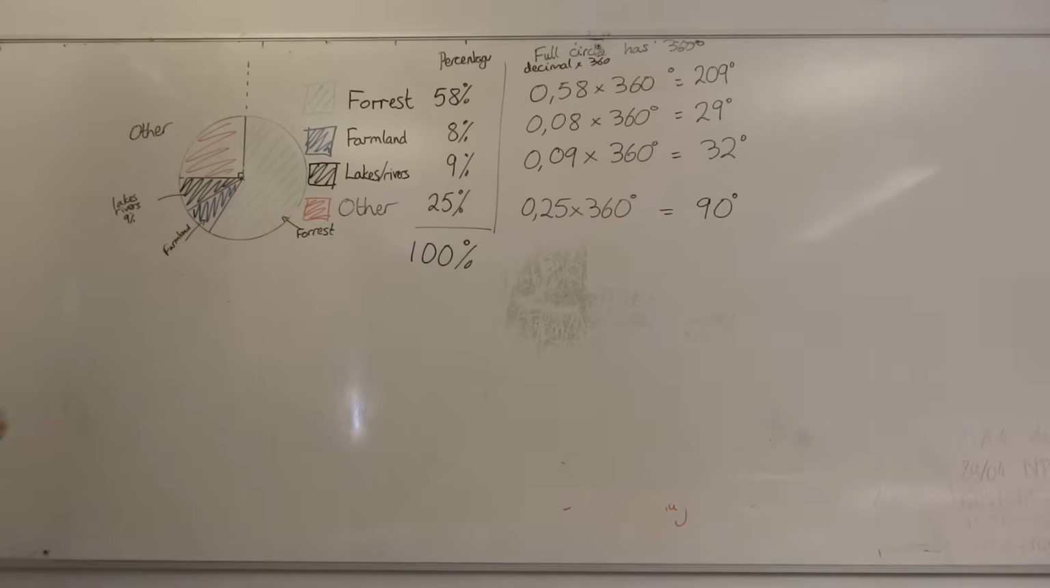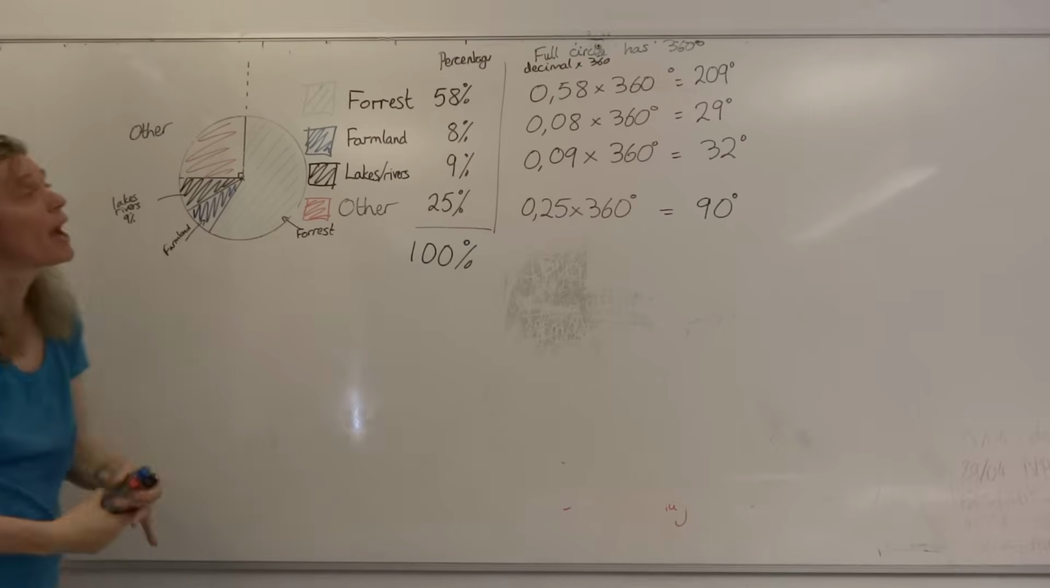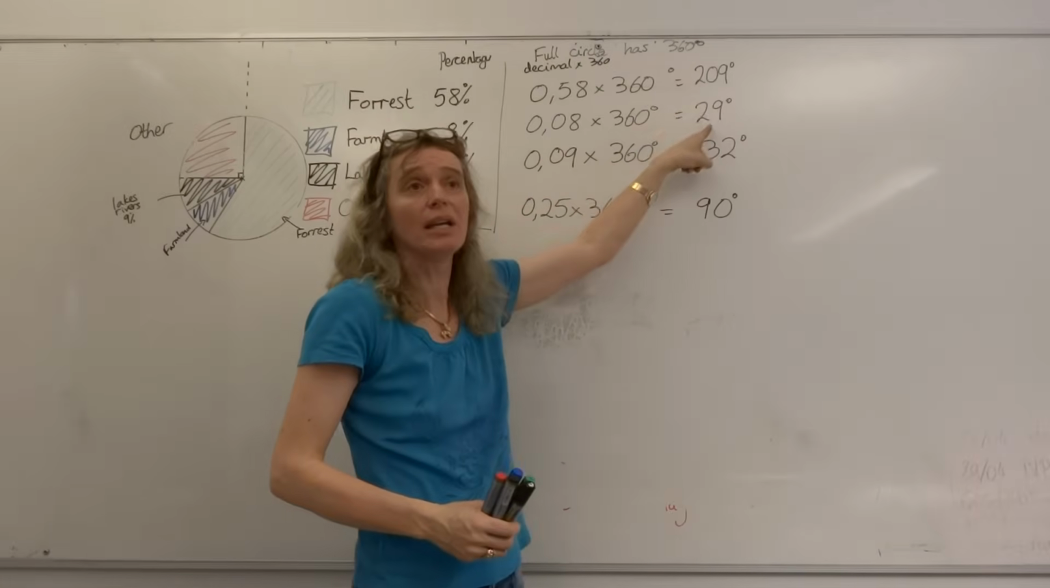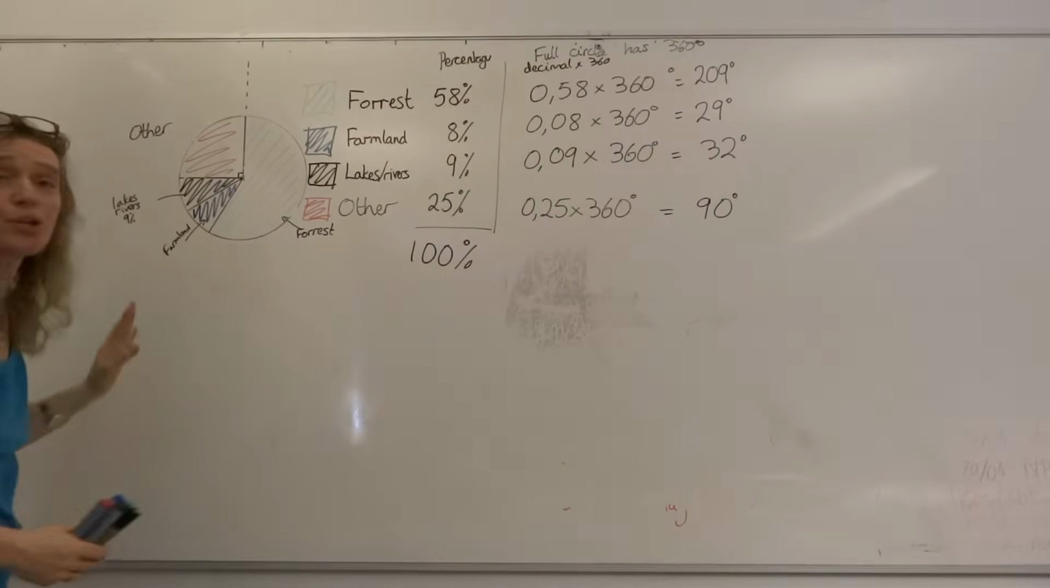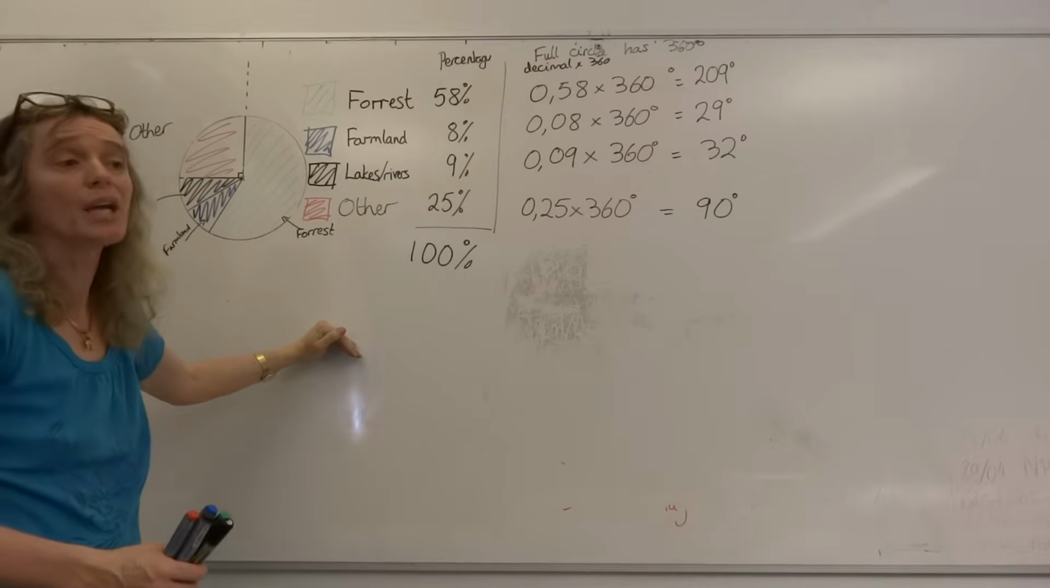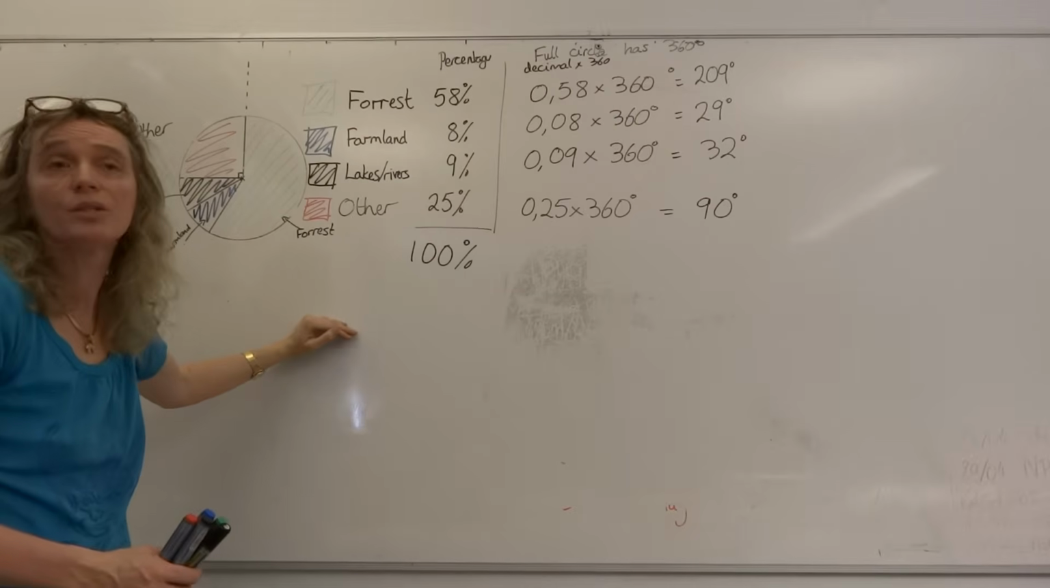So any percentage data that they give us, we can use to turn it into quite an accurate pie chart by calculating the number of degrees we need and then using a protractor to measure accurately on the pie chart those number of degrees.